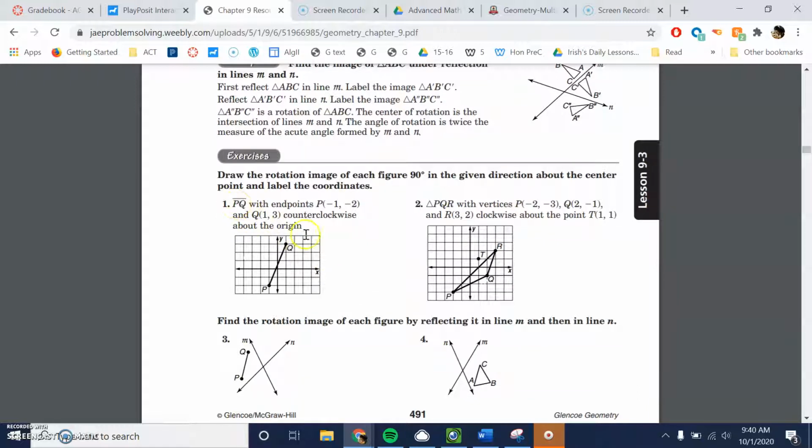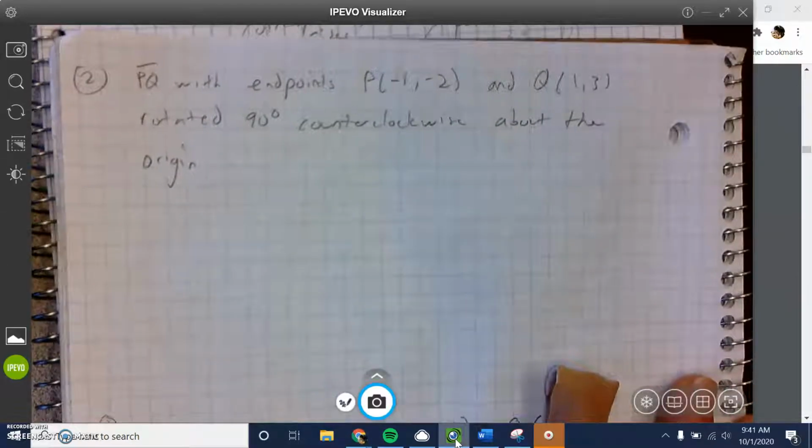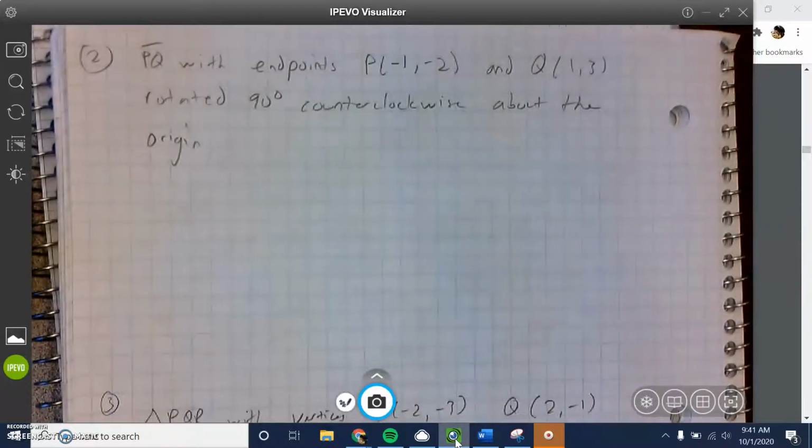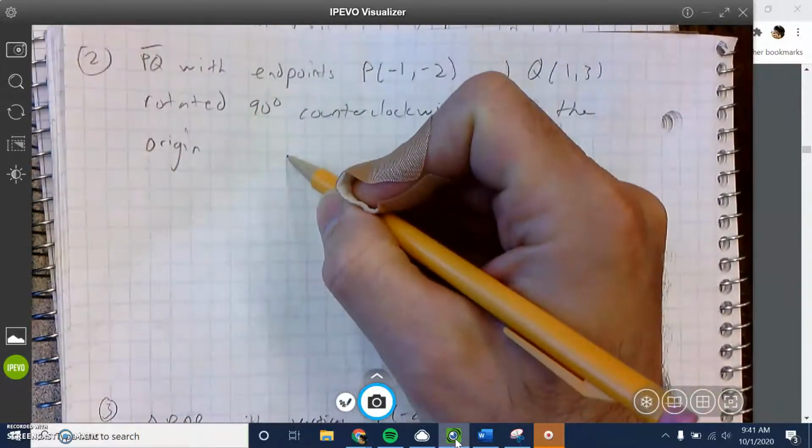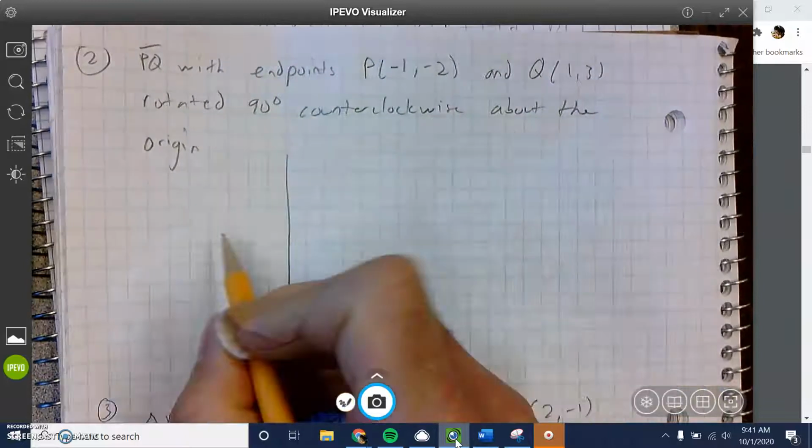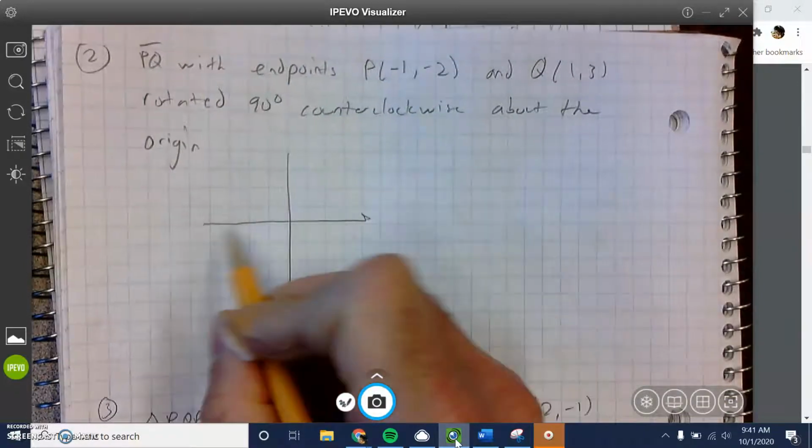So we're going to do number 1 next. Line PQ is our line segment because it stops at P and Q. Line segment PQ with endpoints P (-1, -2) and Q (1, 3) is rotated 90 degrees clockwise about the origin. Copy this picture down, pause the video. Here's what I got so far. First thing you've got to do is graph what's going on.